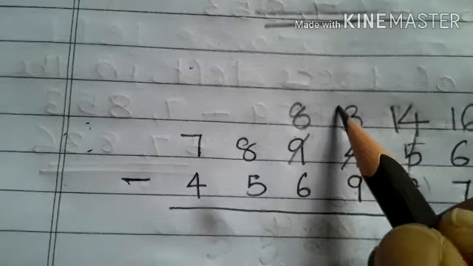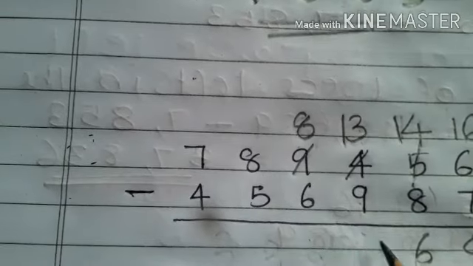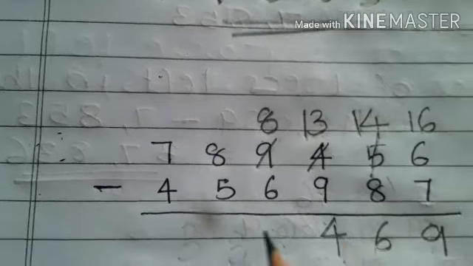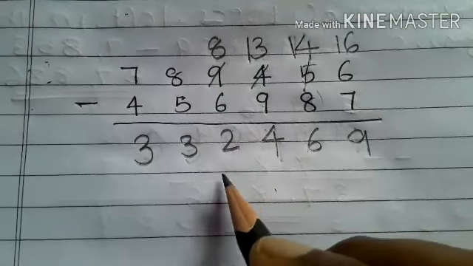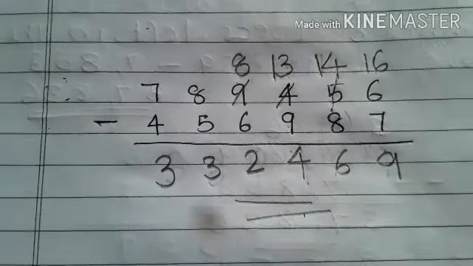Then 9 cannot be subtracted from 3. So we borrow 1 from here. 9 becomes 8. 3 becomes 13. 13 minus 9, 4. Then 8 minus 6, 2. 8 minus 5, 3. 7 minus 4, 3. So we get the answer 3,32,469.